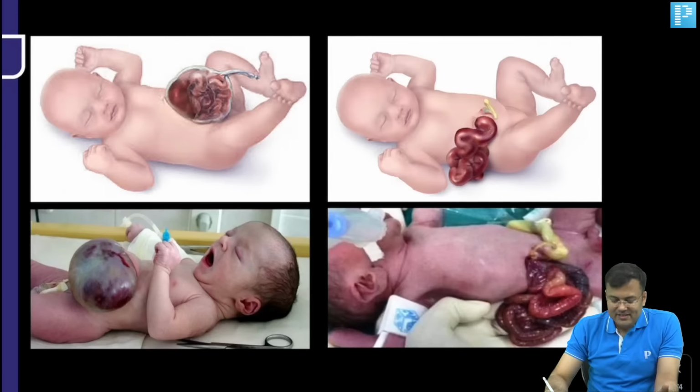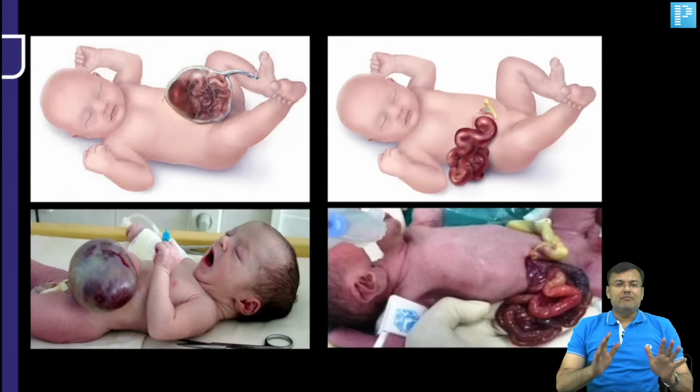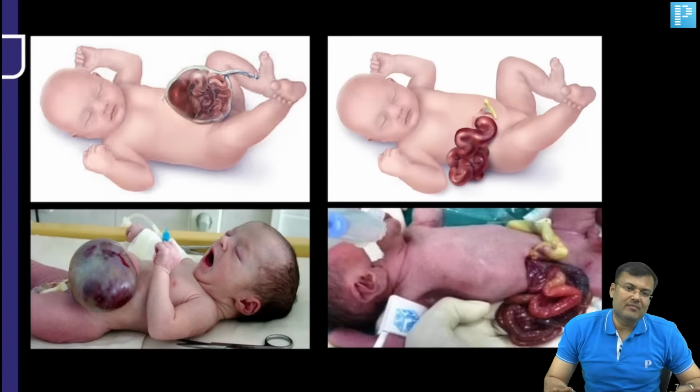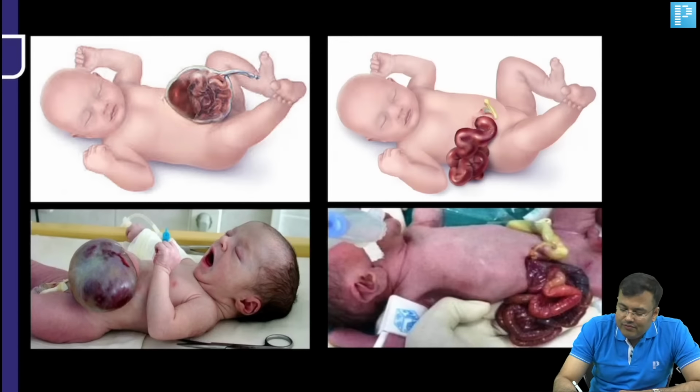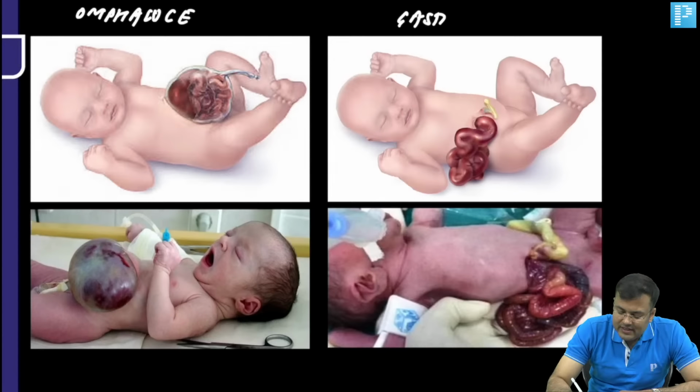Okay. Next, easiest question, and 100% chances are there that we are going to get one of these questions. So you can see the first one, this is omphalocele, also known as exomphalos. Second one, this is gastroschisis.